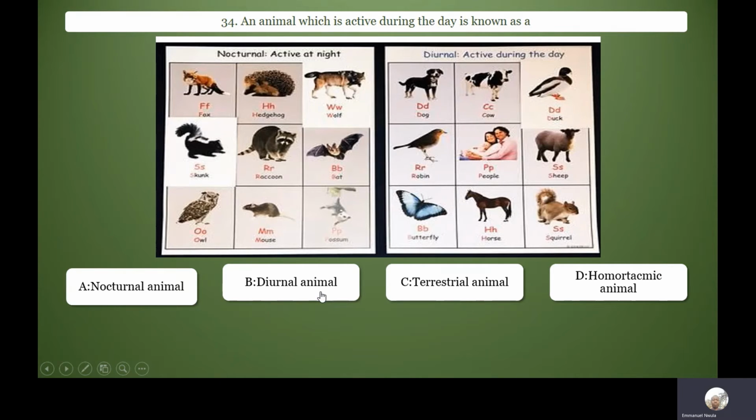Diurnal animals, they are active during the day. If an animal is active during the night, you say it is nocturnal. Animals that are active during the night, they have a lot of rods. Their retina is full of rods. That's nocturnal animals, those ones that are active during the night. The ones active during the day are said to be diurnal. 34. The correct option is B.